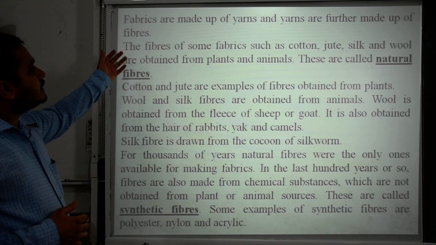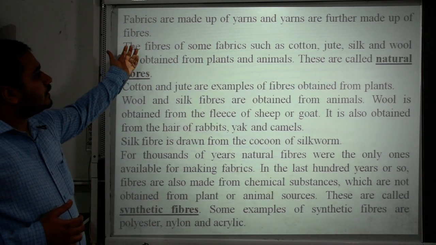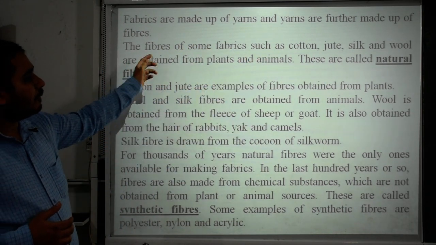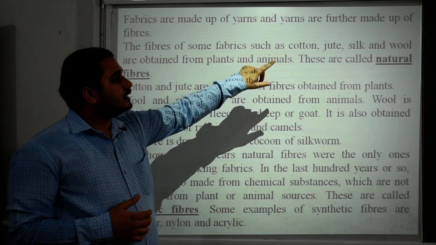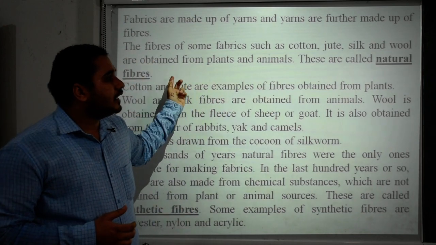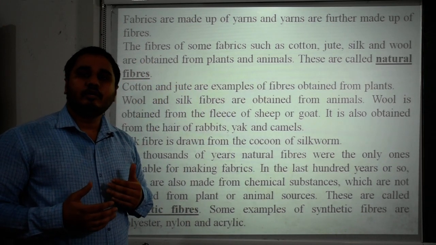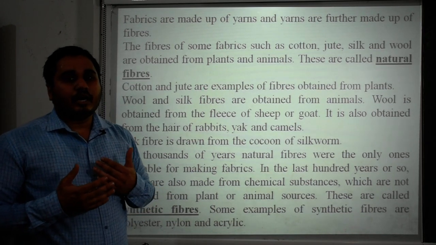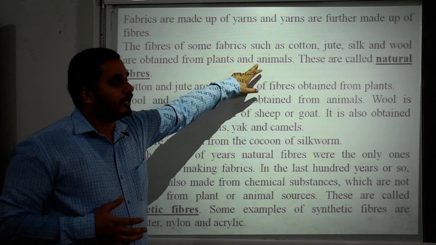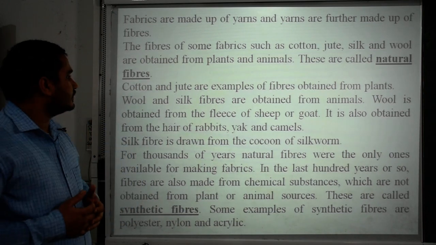Fabrics are made up of yarns and yarns are further made up of fibres. The fibres of some fabrics such as cotton, jute, silk and wool are obtained from plants and animals. These are called natural fibres. Why am I underlining and bolding these two words, natural fibres? Because these are sources that are non-chemical: any kind of cloth which we get 100% from plants and animals. No kind of chemical is used to manufacture these fabrics.